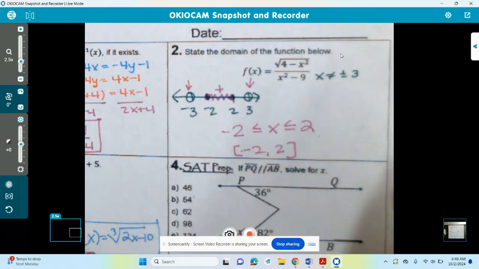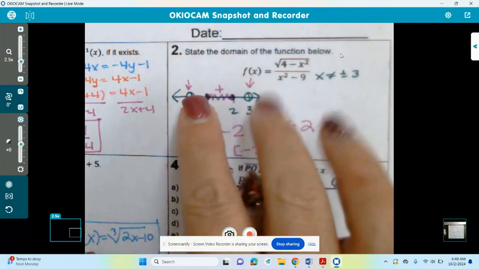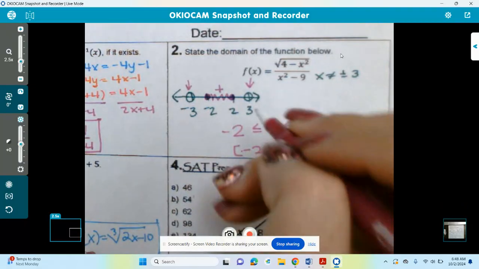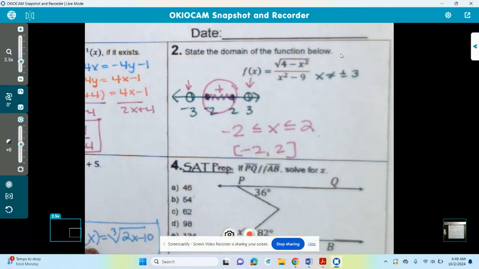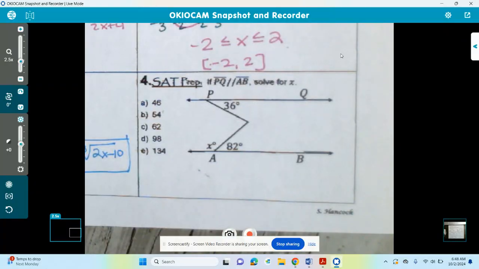And that is because if I go anywhere outside, including these asymptotes, it's not going to work for the top. So this is my most restrictive part. Okay. All right, last one, number 4.